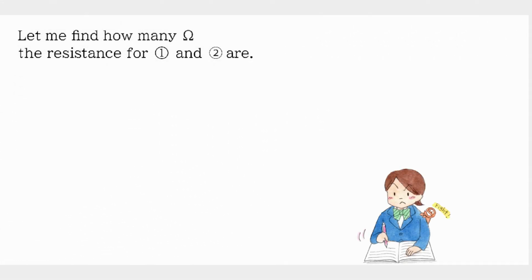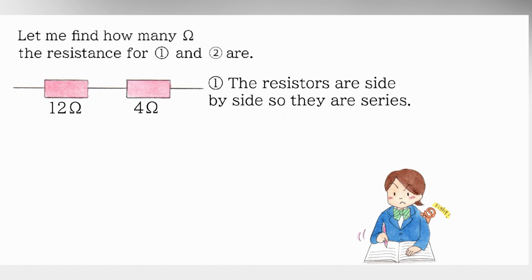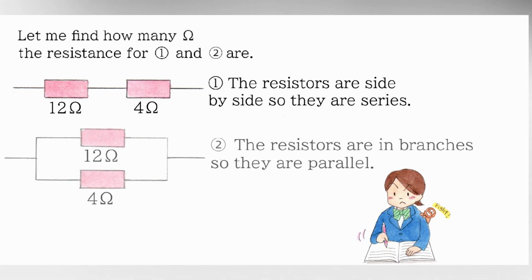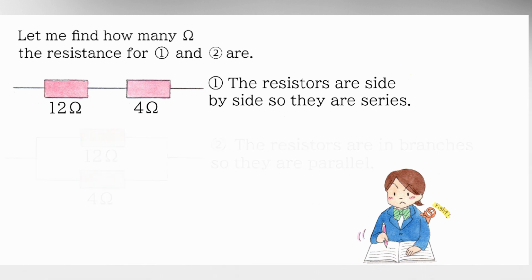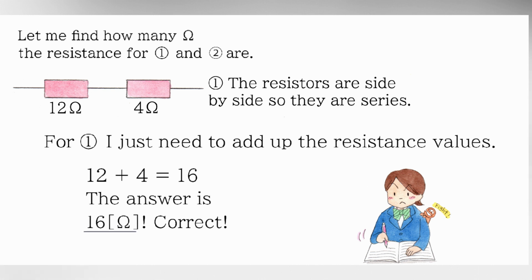Let me find how many ohms the resistance for number 1 and 2 are. Number 1. The resistors are side by side, so they are in series. Number 2. The resistors are in branches, so they are in parallel. For number 1, I just need to add up the resistance values. 12 plus 4 equals 16. The answer is 16 ohms. Correct!